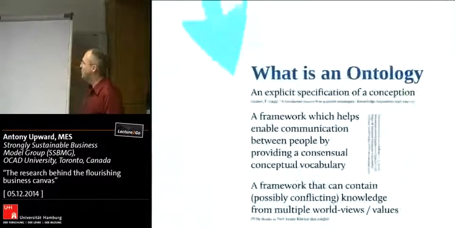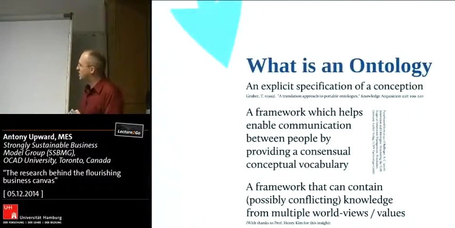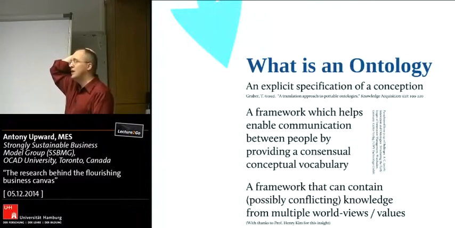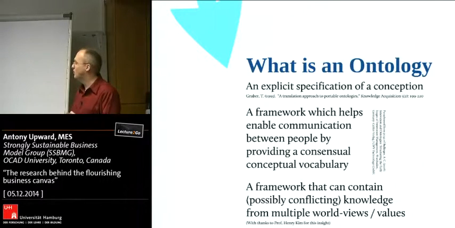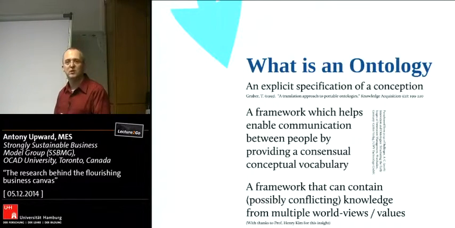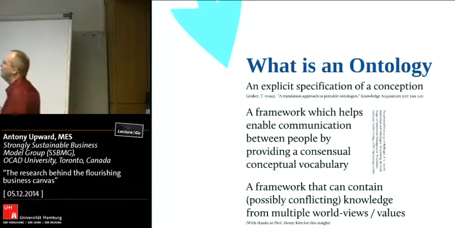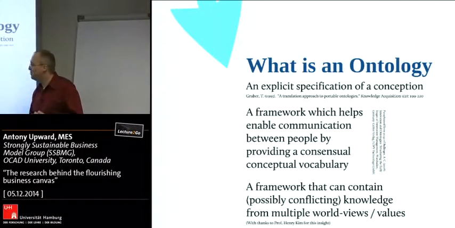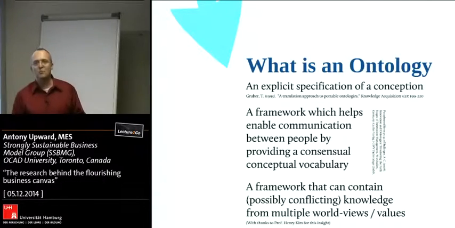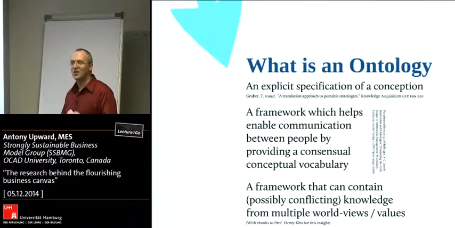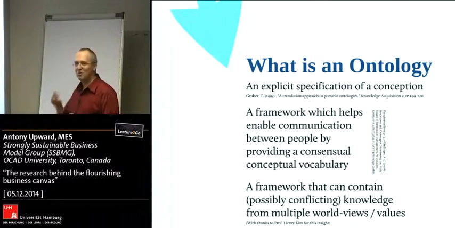What's an ontology? It's an explicit specification of a conception. This is from artificial intelligence work. This is where the term was really defined originally. Ontology engineering is a subdiscipline within artificial intelligence. And to make it more human, it's simply a framework to enable communication between people by providing us a language, a vocabulary that we share. It's nothing really very special. In fact, it's a big word to mean a very simple idea.